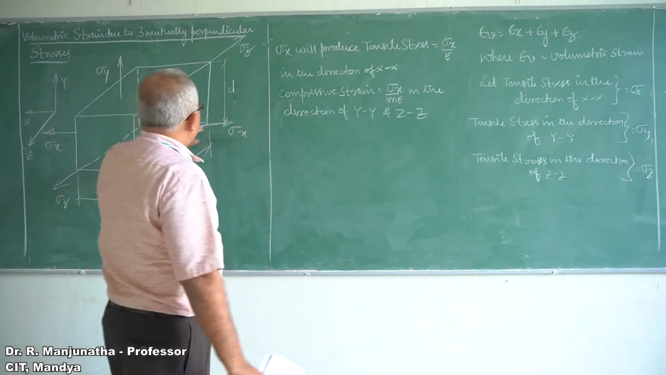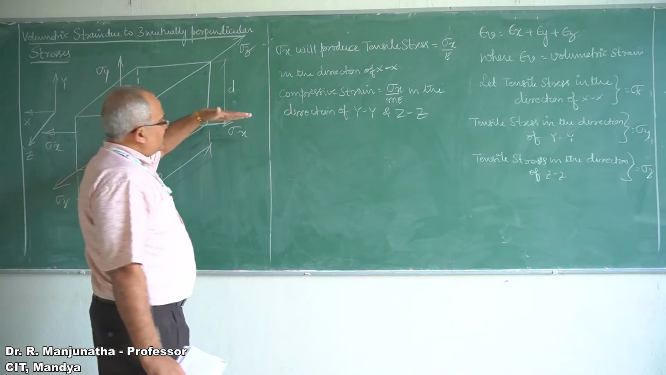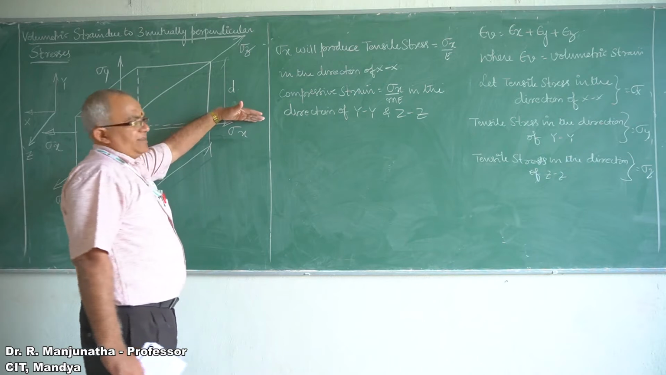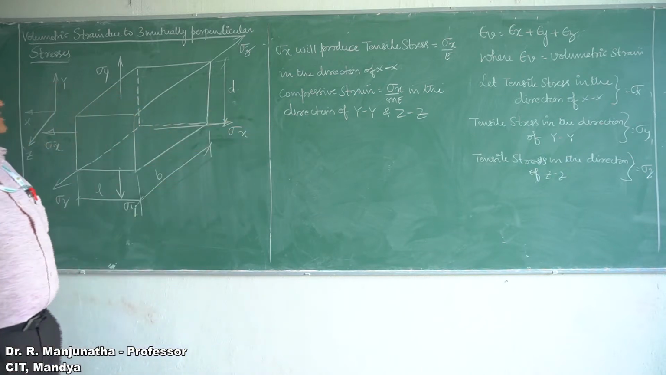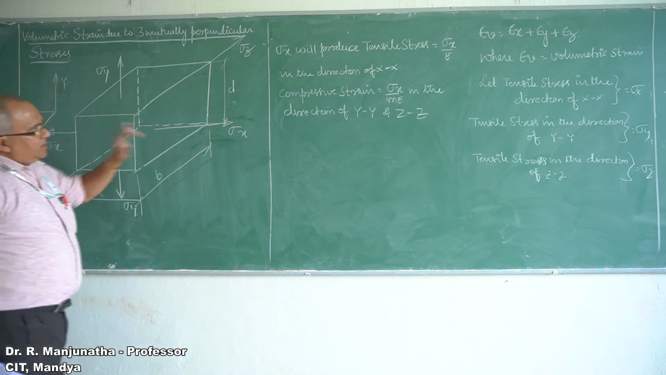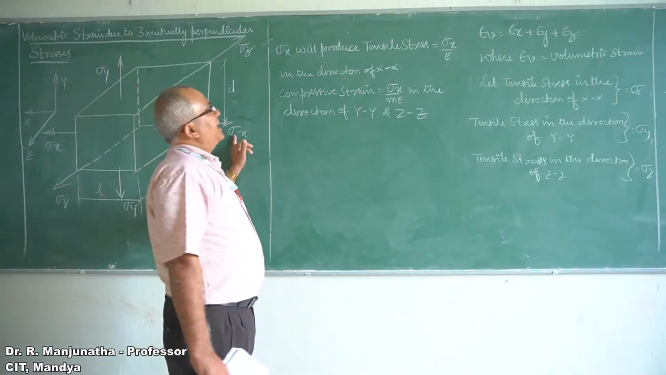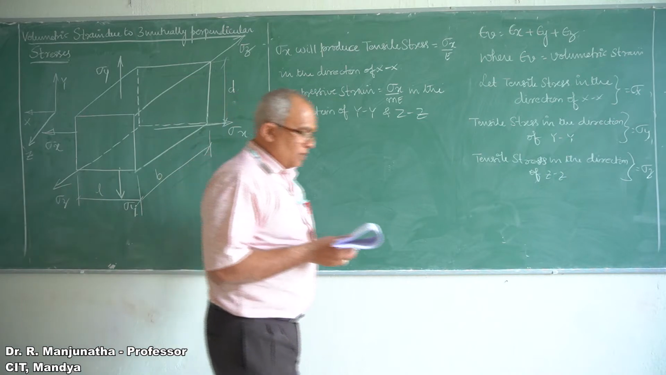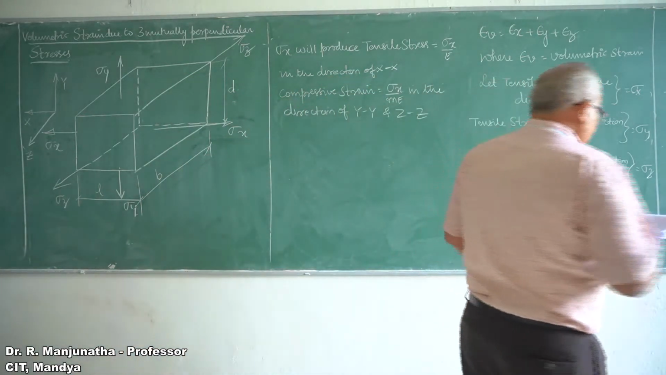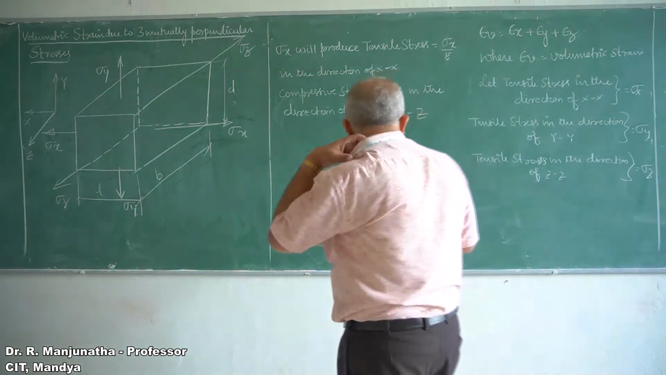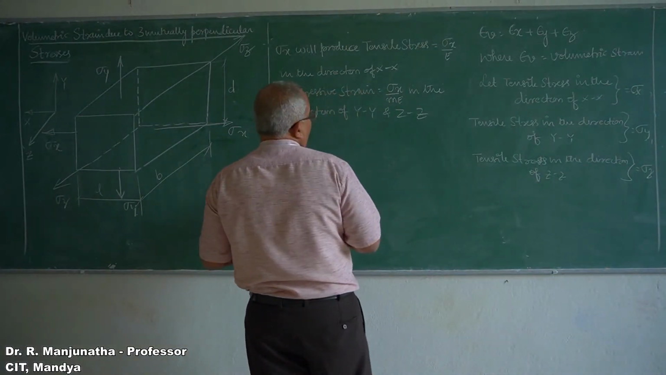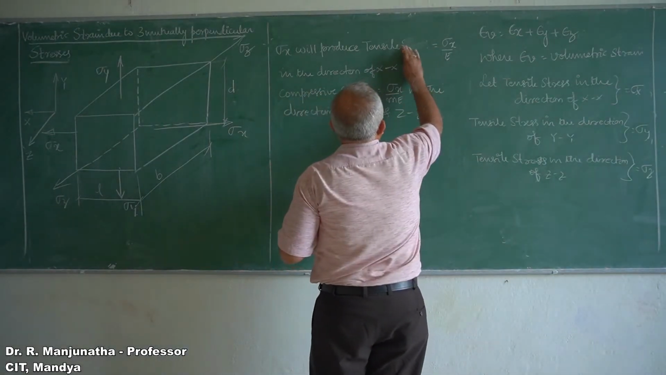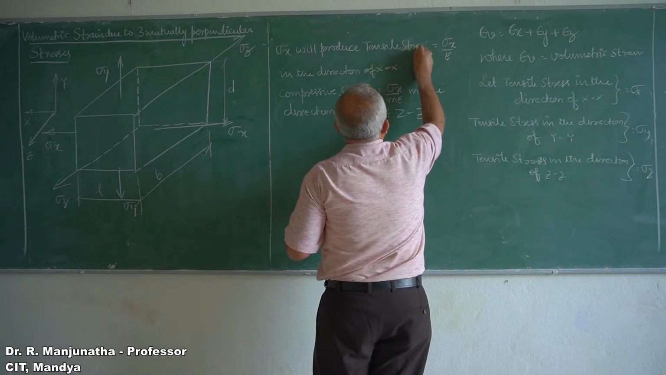So once the sigma x is tensile stress, normal stress is acting along the direction of x axis. So what happens? Tensile strain is going to be developed along x. Correspondingly, compressive strain is going to be produced in the direction of yy and zz.